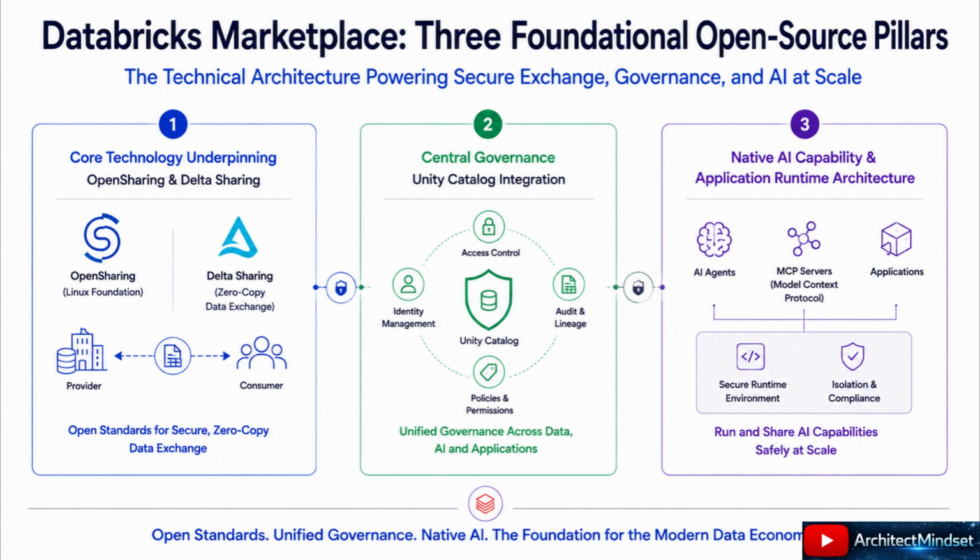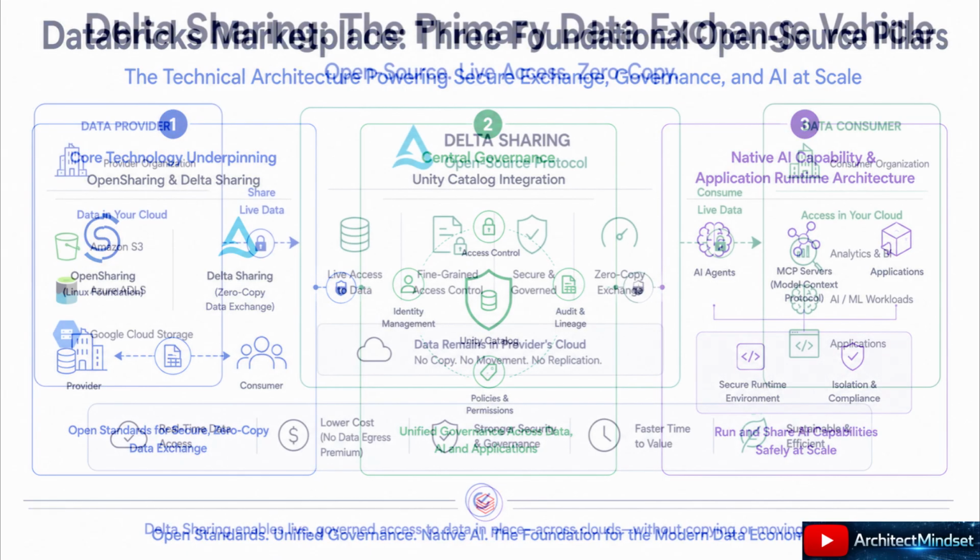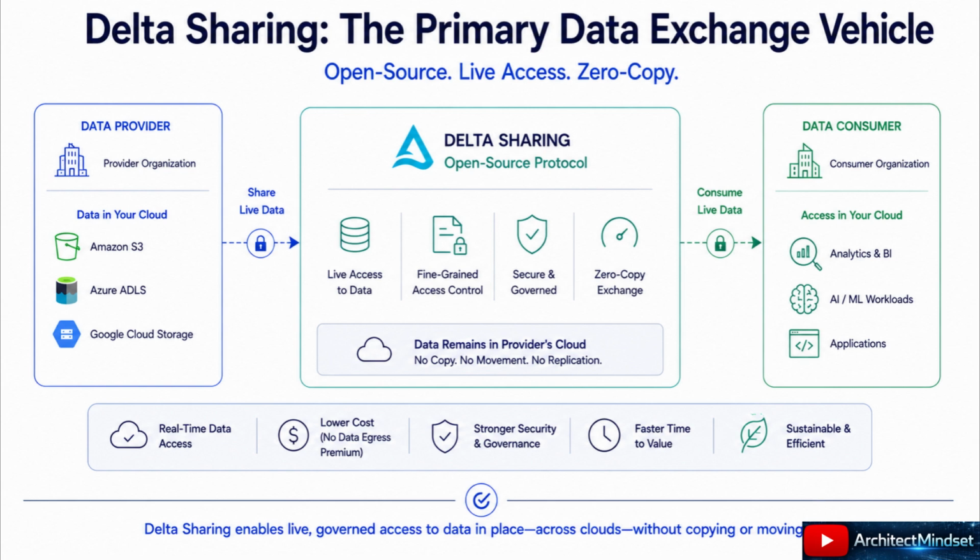First, the core technology underpinning is Open Sharing and Delta Sharing. Second, the central governance through Unity Catalog integration. Unity Catalog provides unified metadata, schema enforcement, and access restrictions for data products. And third, the native AI capability and the application runtime architecture. This layer allows data products to evolve from static tables into functional logic, such as deployable AI models or native Databricks apps.